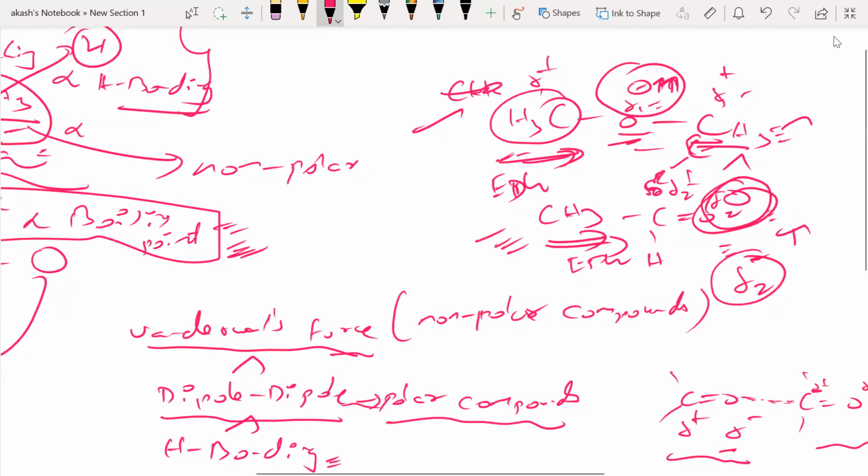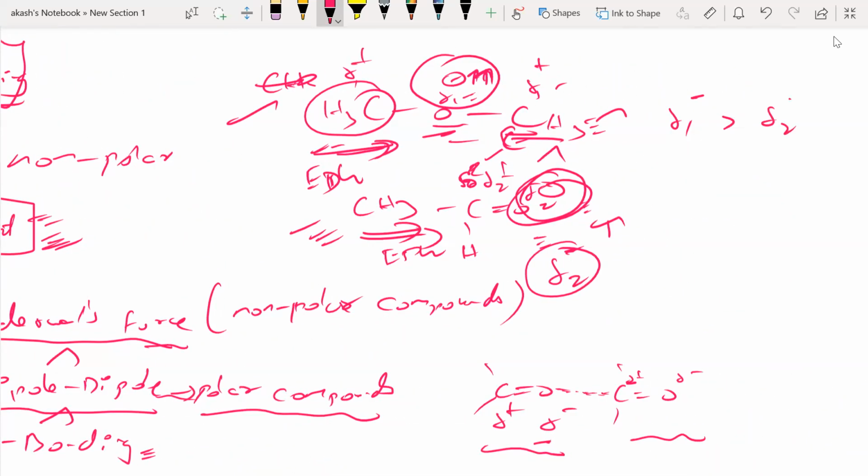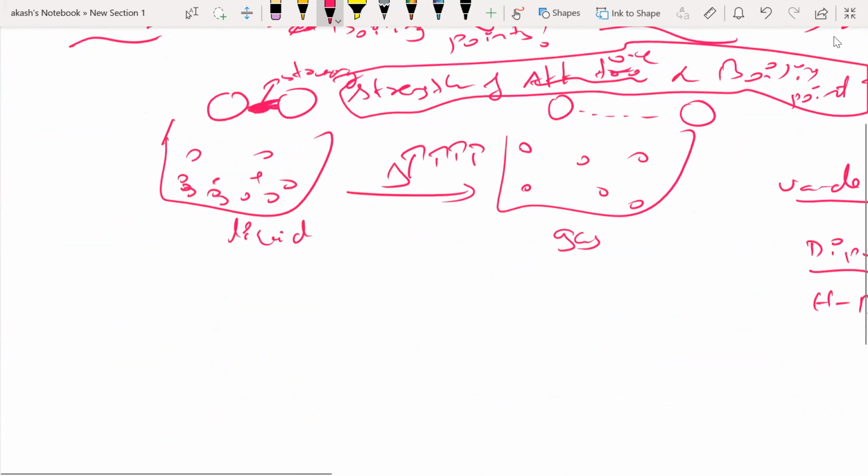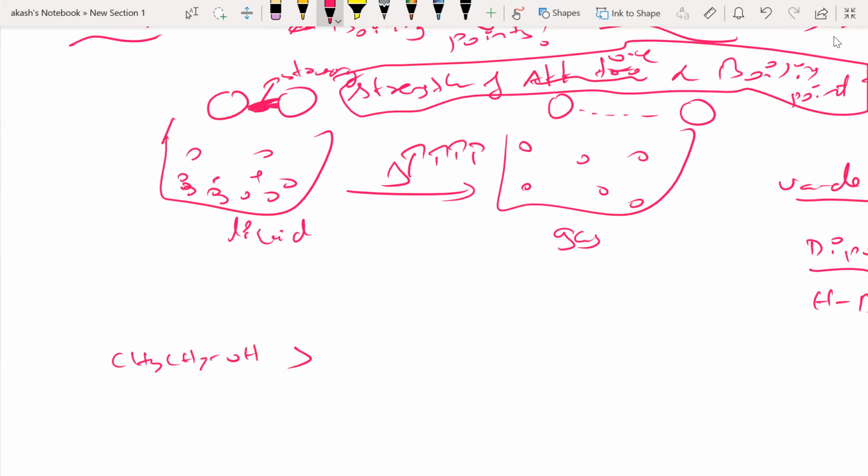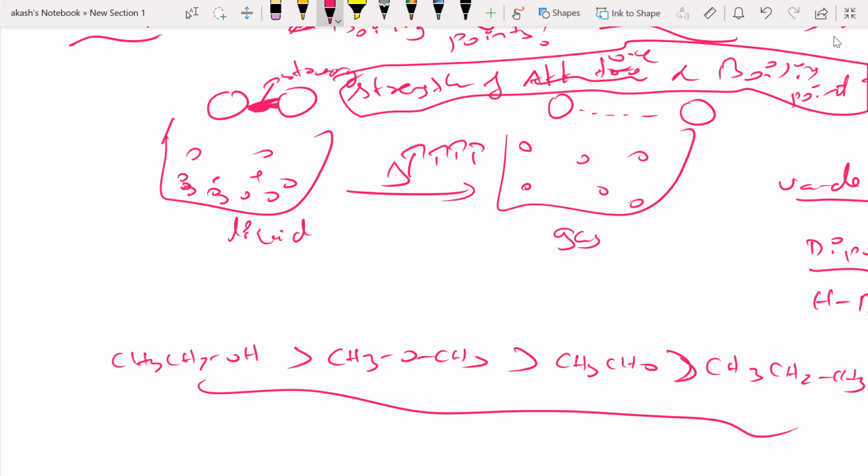So keeping all this in mind, can I tell for sure that delta 1 negative is indeed greater than delta 2 negative? We understood why: there are two electron donating groups here, and only one electron donating group there, increasing the electron density on the oxygen. So definitely delta 1 is greater. The ether is going to be more polar and this is going to be less polar. Less polar means lesser force of attraction, so a lesser boiling point. So we can conclude that CH3CH2OH is going to have the maximum boiling point. Then comes the ether, because that is more polar than the corresponding aldehyde CH3CHO. And the least, the non-polar species, is your hydrocarbon. So this would be the order of boiling point.